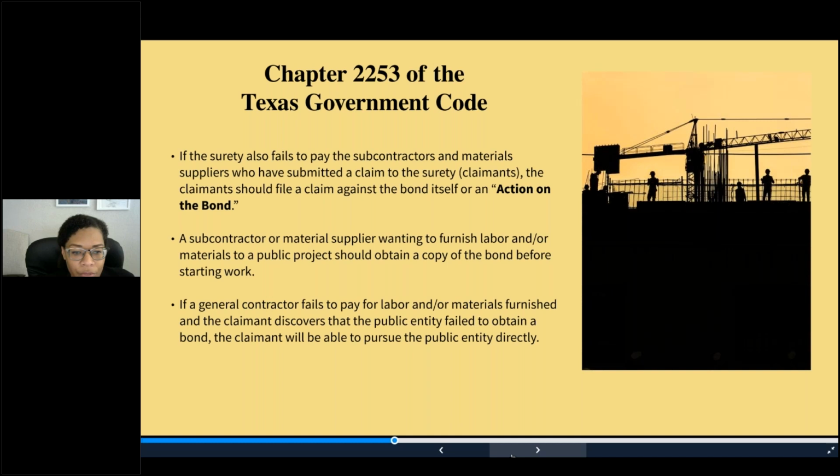So when you're signing the subcontract and exchanging these contract documents, make sure you ask for a copy of the bond. If a general contractor fails to pay for the labor or materials furnished, and the claimant discovers that there is no bond in place, at that time, the claimant will have an opportunity to pursue the actual public entity itself directly. Now that situation is very rare, but that's another avenue to pursue payment if that situation arises.